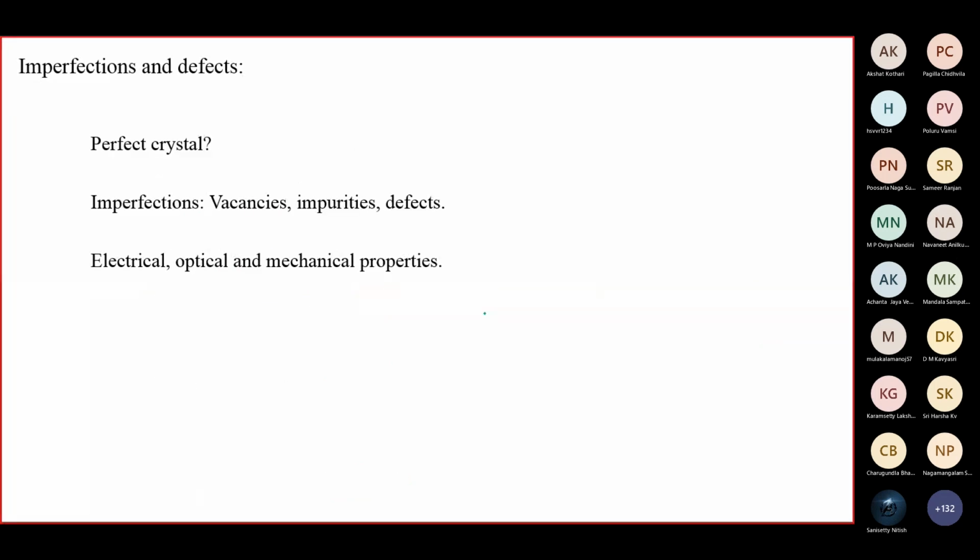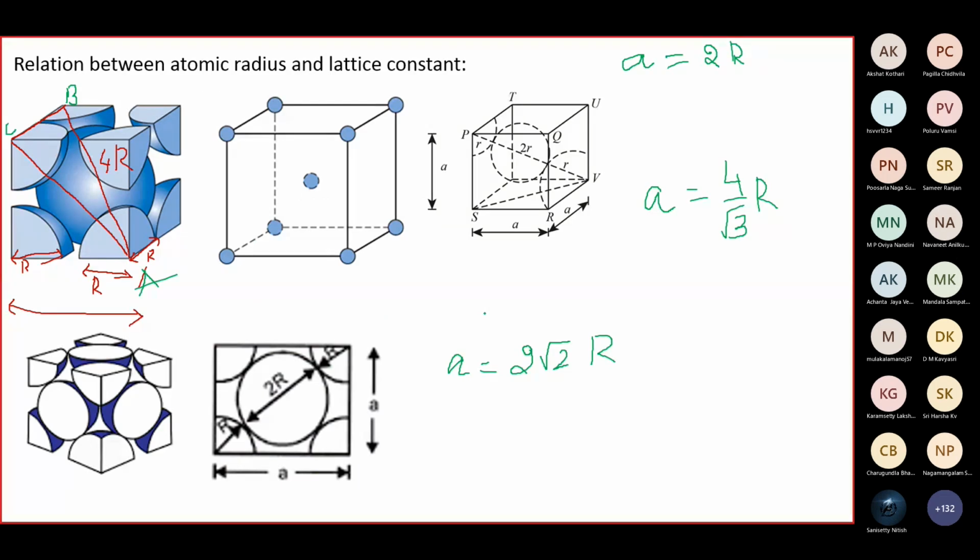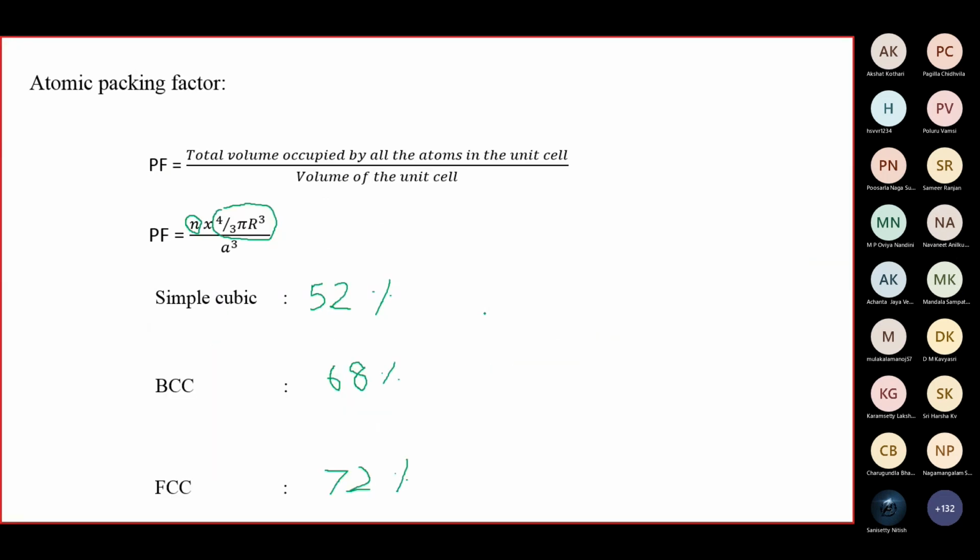So next we'll start with vacancies, defects. See here, why did we discuss this crystal? That is a basic question. Why should we discuss crystals? Because the devices we use in electronics are made of metals, semiconductors, and also dielectrics. Most of these materials are crystalline in nature.